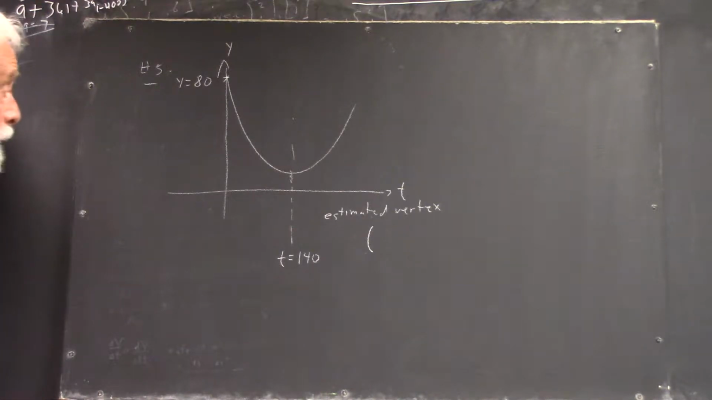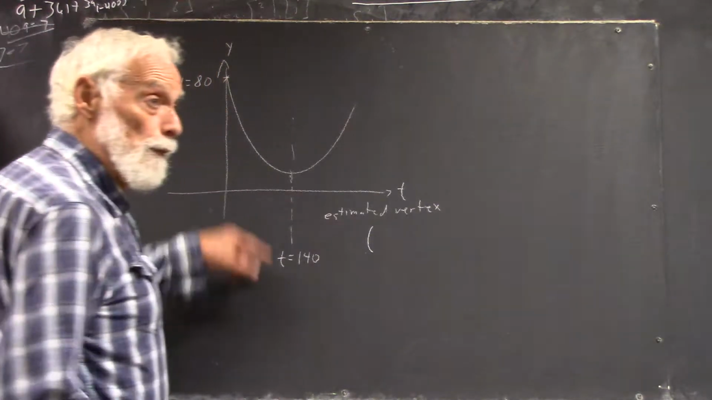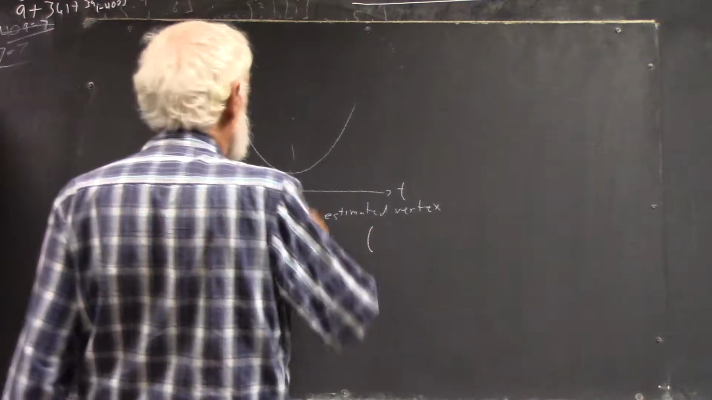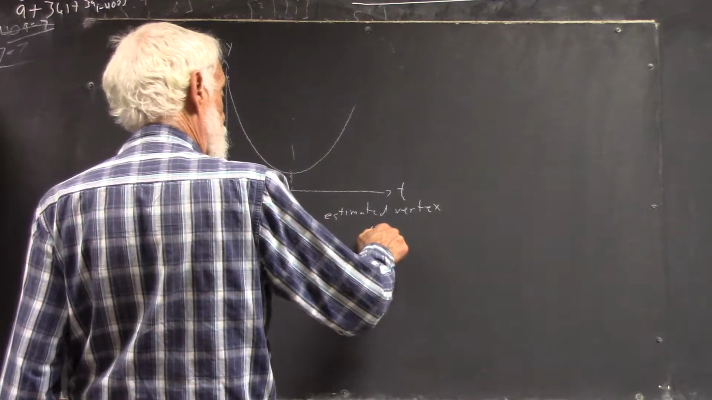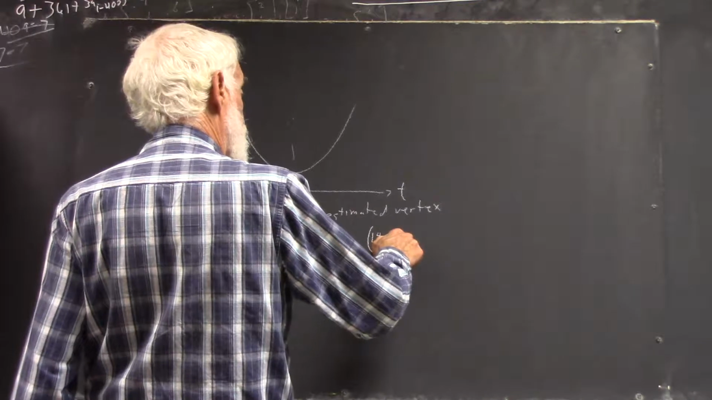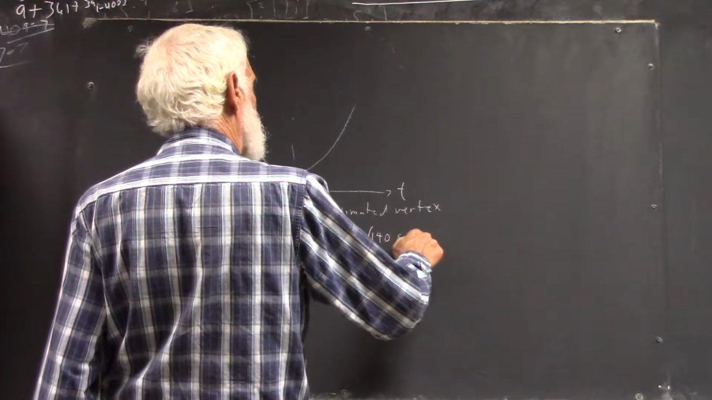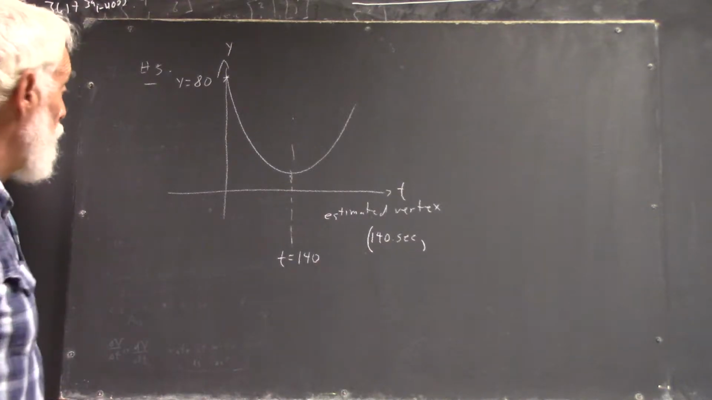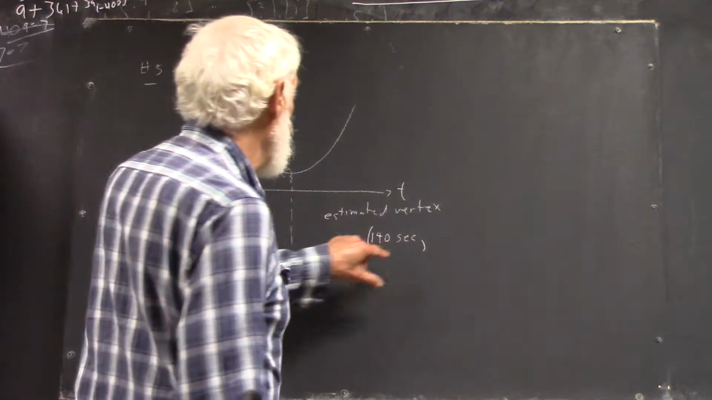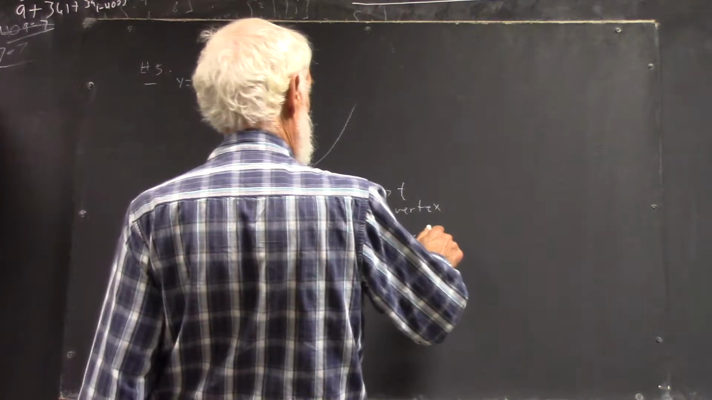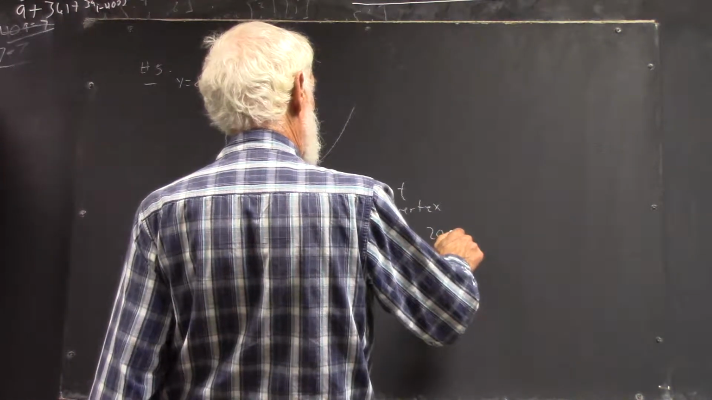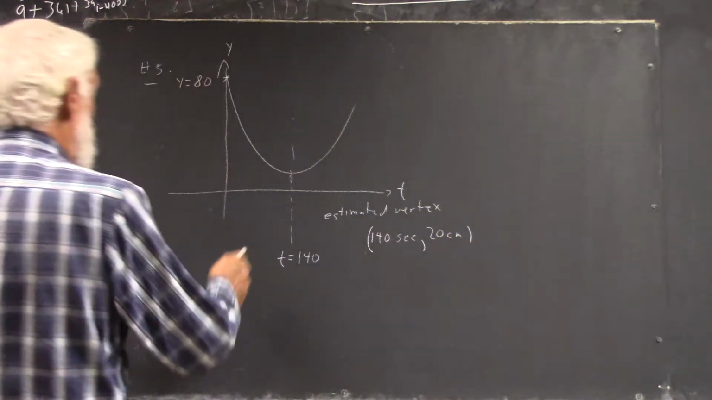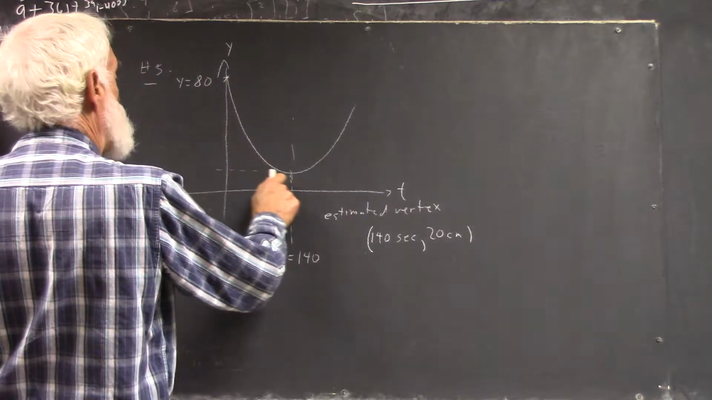140 and 20. Okay, the t-coordinate is clearly 140. You're on the axis of symmetry. This is implicitly the axis of symmetry. I said it, I didn't write it. And that would be 140 seconds if it's in seconds, and y is in centimeters. And I think Riley said you want 20 centimeters. And 20 centimeters is reasonable here.